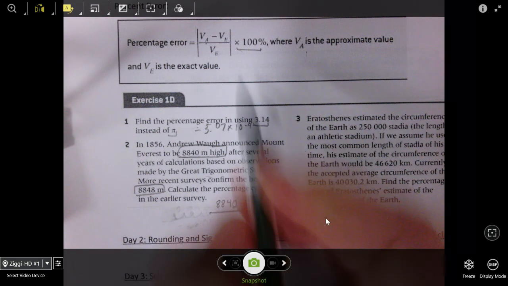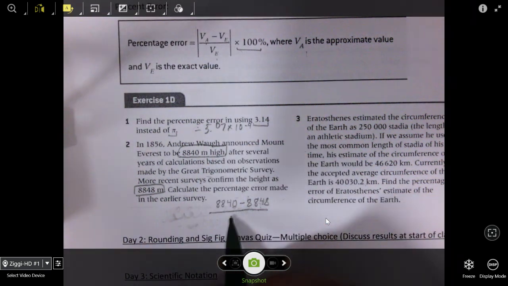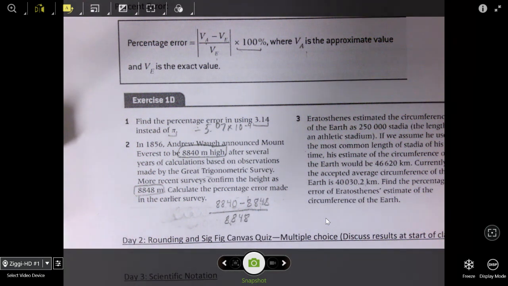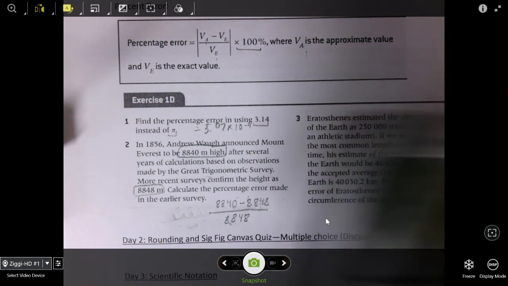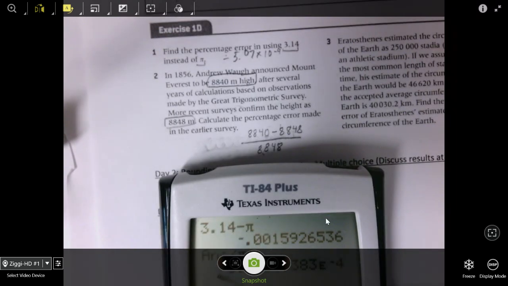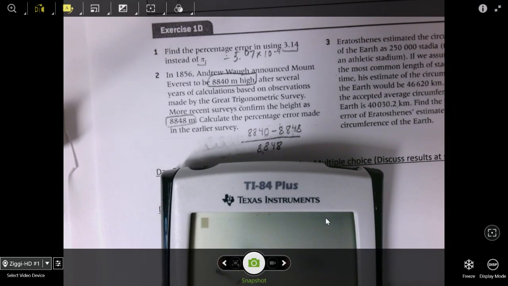You do this in business, and it's something called percent change. So again, use your calculator. You always have it. 8840 minus 8848. So he was off by 8. Okay, so we're dividing 8 by 8848. It's pretty good.